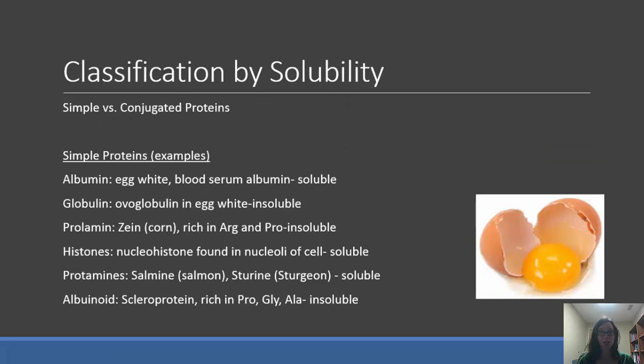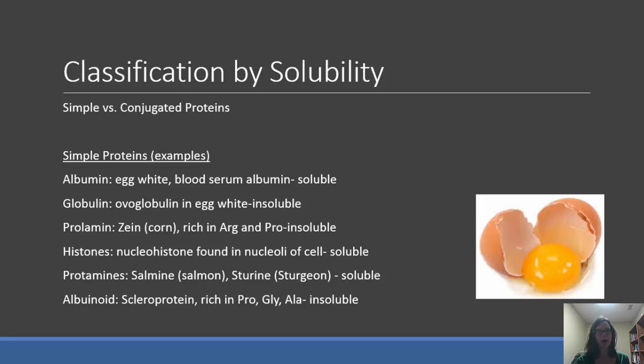Proteins can also be classified by their solubility, though it's not as straightforward as when we think of solubility of carbohydrates. The main groups we use for solubility have to do not really with how soluble they are in water, but really if they're simple or conjugated proteins. Simple proteins are made of amino acid units only that are joined by peptide bonds. So they're just amino acids.